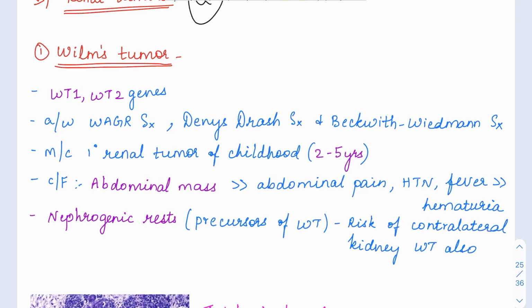So Wilm's tumor, we all know it is going to be the most common primary renal tumor of childhood. So usually they present within an age group of less than 5 years. So 2 to 5 years is the age group wherein Wilm's tumor presents.